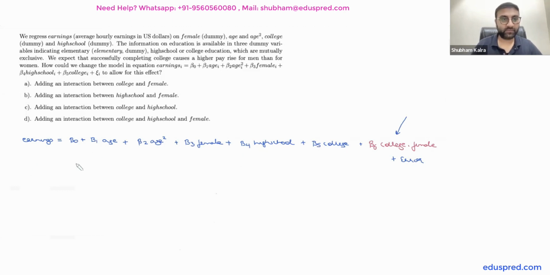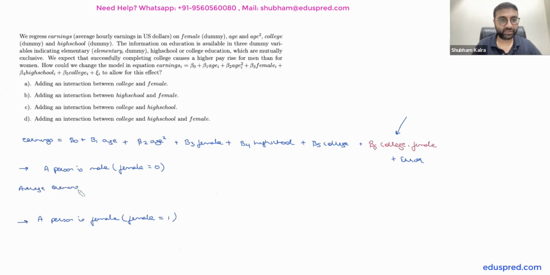Once again, I'm going to write two equations, one for males and one for females. First, let's write the equation for a male. If a person is male, that means for this person, the female dummy will take the value 0. And over here, I'll write the equation for the case where a person is female. For this person, the female dummy variable will take the value equal to 1. So over here, I'll have average earnings.